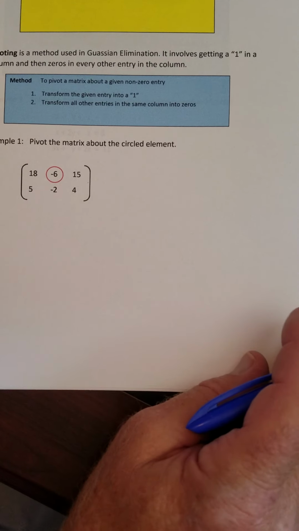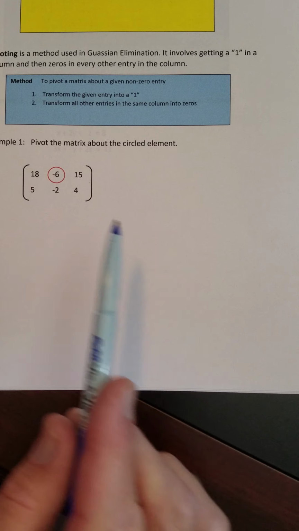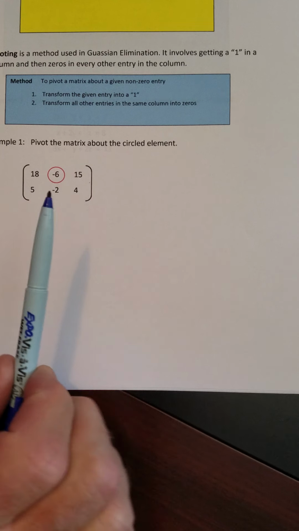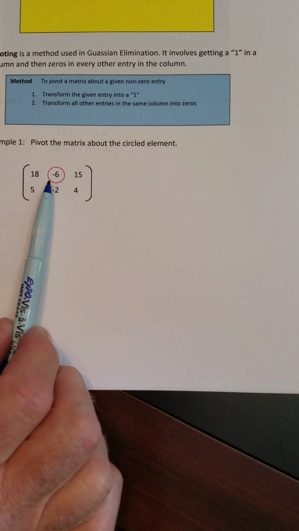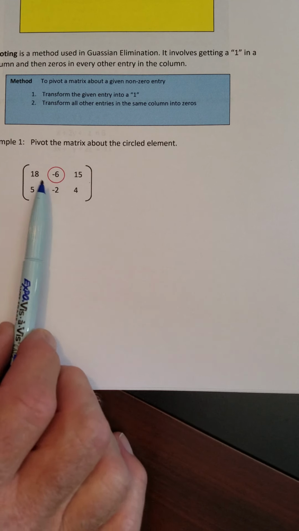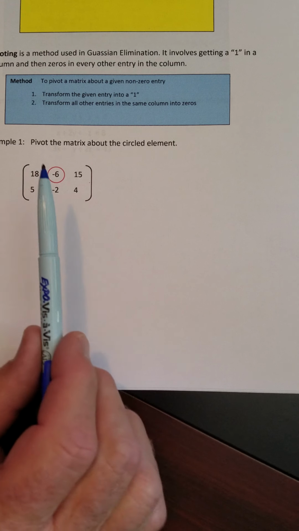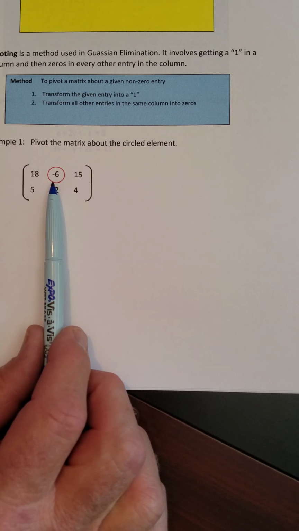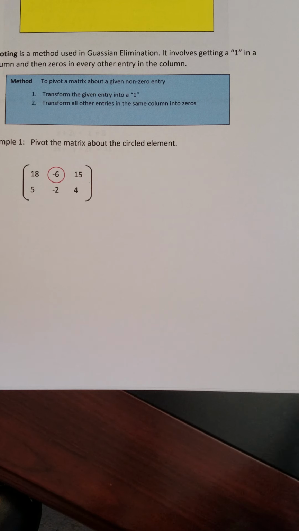So I've got an example here. You'll notice I have a matrix of numbers and I circled where the -6 was. Now, I could have done any of them, but I just picked one. So what I want to do is pivot off of that number. According to what it says up here, the first step is we need to get a 1 where the -6 is.